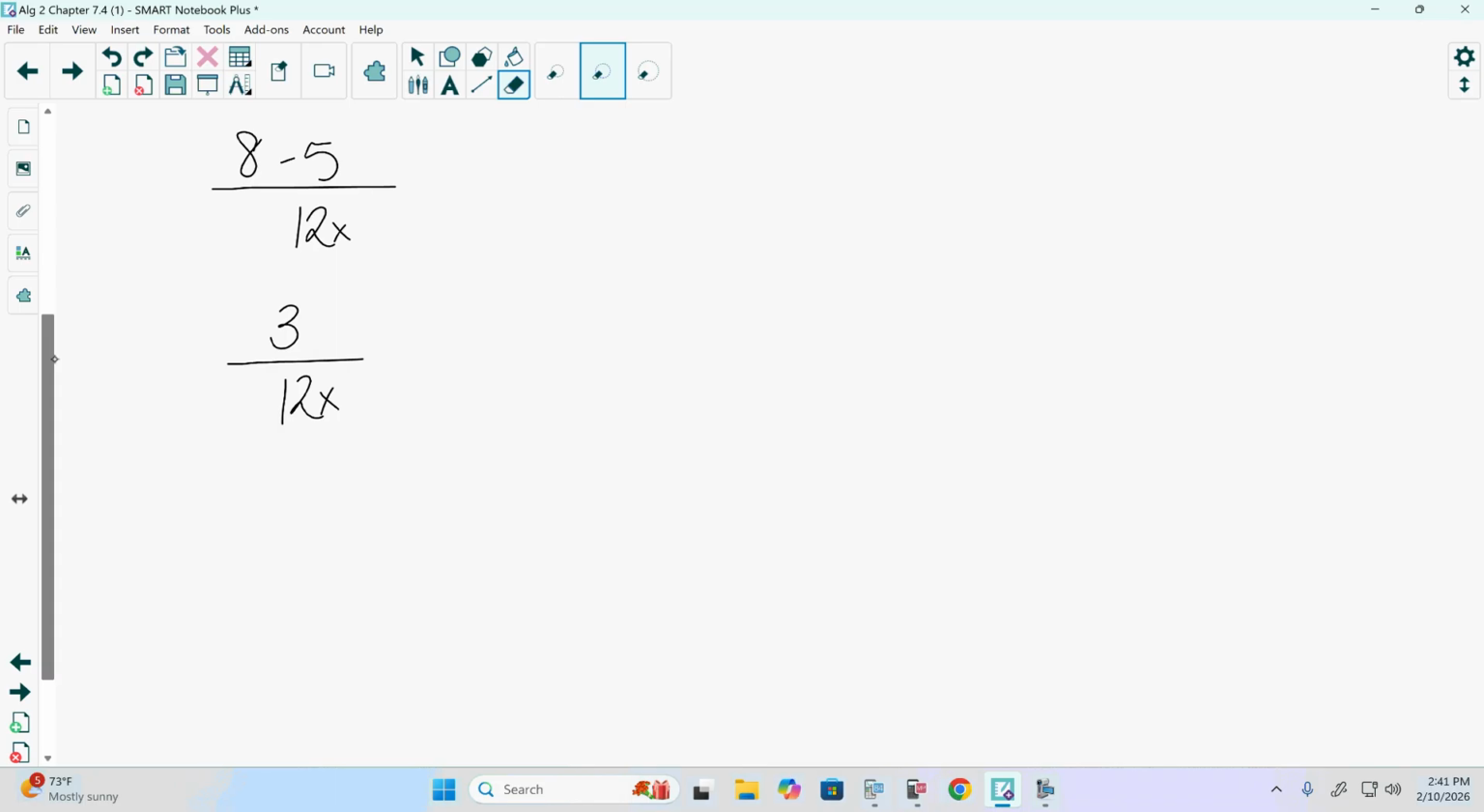3 is a single term on top. We can't factor the numerator any further. 12x, one term, yes? Do we have any addition or subtraction on top or bottom? Two terms being subtracted, two things being added? No, so there's nothing restricting me from simplifying the 3/12.